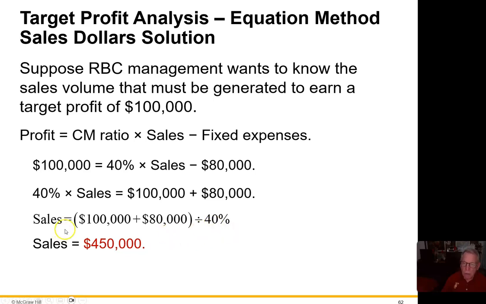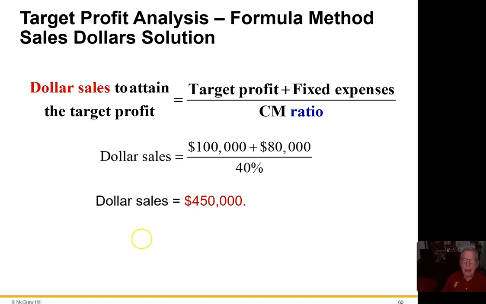So again, we would have taken 80,000 divided by 40% to get to the break-even point in sales dollars. Now, if we want to have a target profit, we just add that target profit on top of our fixed cost and do the same thing, divide by 0.4 or 40%. So we need to make sales of $450,000 to achieve that $100,000 target profit. And here it is in the formula method. Target profit plus fixed expenses divided by the contribution margin ratio.